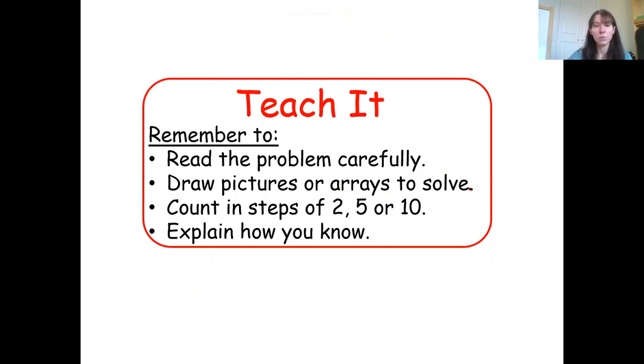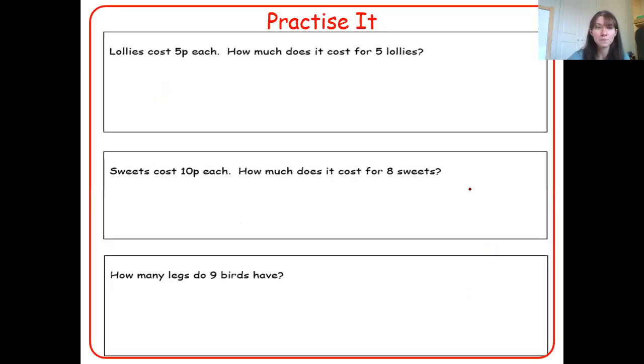So today then, you need to remember to make sure you read the problem carefully, draw your pictures or arrays or get your objects to help you work it out. You are going to be still using those tables of 2, 5s and 10s, so make sure you look at the calculation like that one we had a few minutes ago where we didn't want to count in 4s, we preferred to count in 5s, so think about which way around you're going to do it. And then we're going to explain how we know. So we're getting that reasoning in there today.